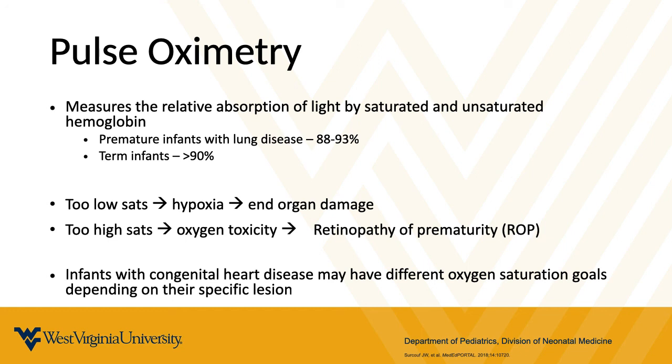Infants with congenital heart disease may have different oxygen saturation goals depending on their specific cardiac lesions. For example, in complete mixing lesions, such as an AV canal, oxygen saturations between 75 and 85% may be acceptable.